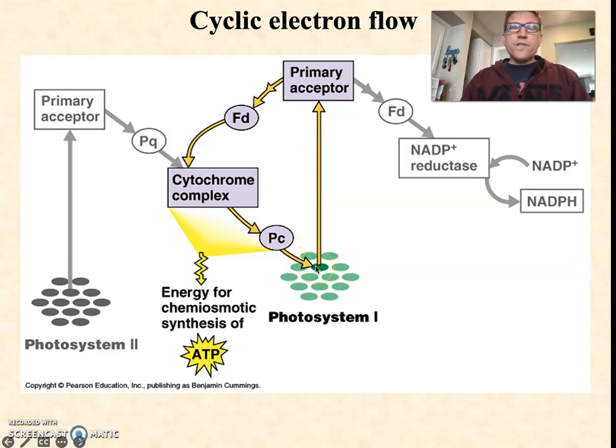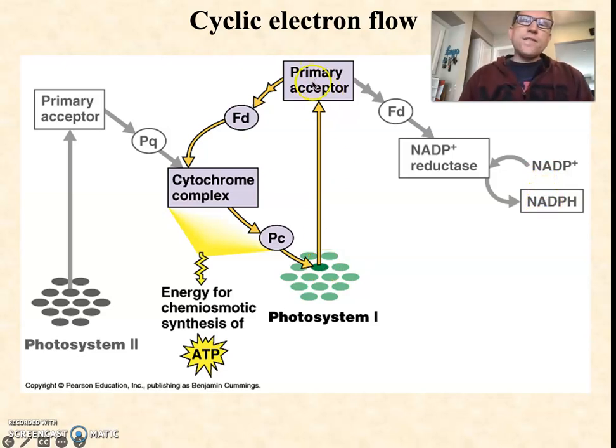Then P700 receives another photon of light, jumps the electrons up into a high energy state. The primary acceptor grabs them. Now here's where the decision is made molecularly. If there's still plenty of ATP around relative to NADPH, these electrons will continue in a linear non-cyclic fashion until they rest in NADPH, meaning they started in water, got kicked to a high energy state, ran through one electron transport chain, got kicked a second time into a high energy state, ran through another electron transport chain, and ended in NADPH. And we got one ATP, one NADPH.